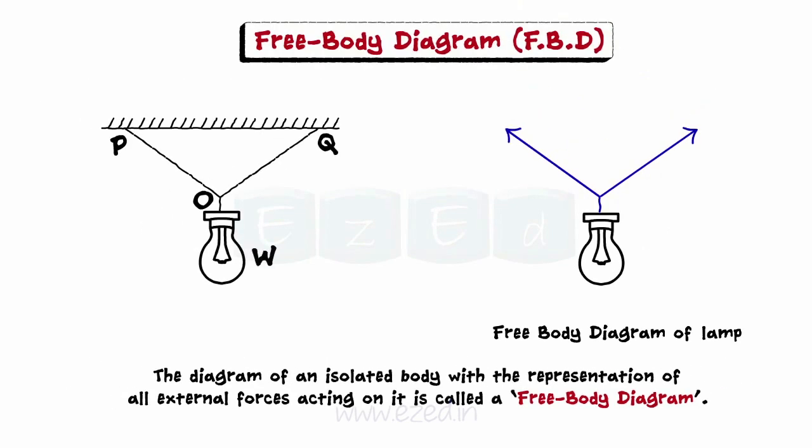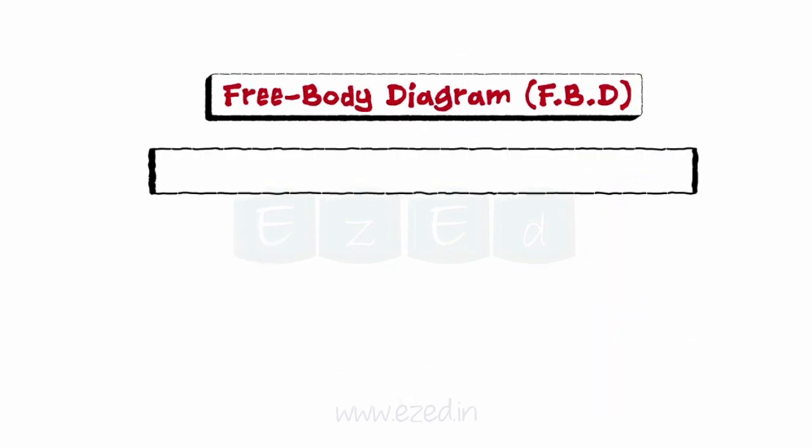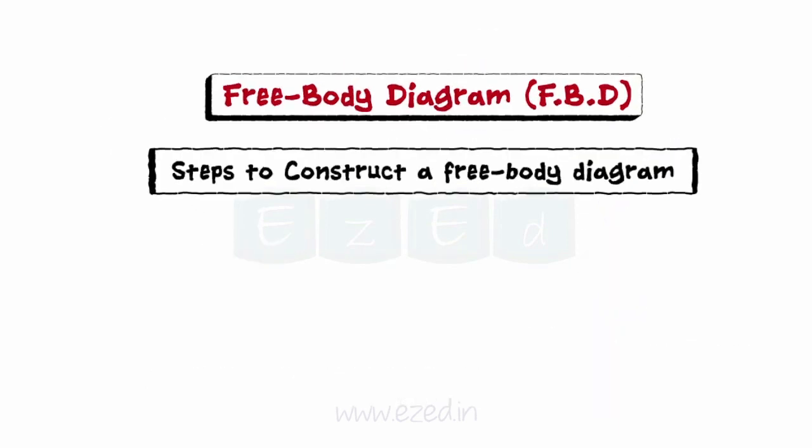The free body diagram of the lamp will show the weight W of the lamp acting vertically downwards and the tensions T_OP and T_OQ in the strings OP and OQ respectively. We will now study the steps to construct a free body diagram.